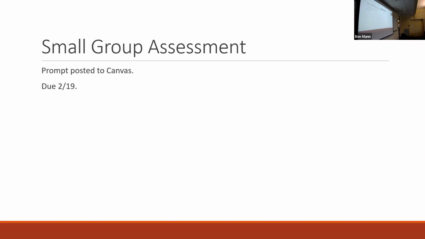As a quick reminder, the small group assessment is an activity that's asking you to think about some of the group assignments that we've been doing in class, right? So we've done a number of them. We'll be doing another one today. That'll be an example that you can draw from in developing your small group assessment. That'll be coming up and due on the 19th. So I encourage you to look back through that prompt and begin thinking through ideas if you haven't already done so.